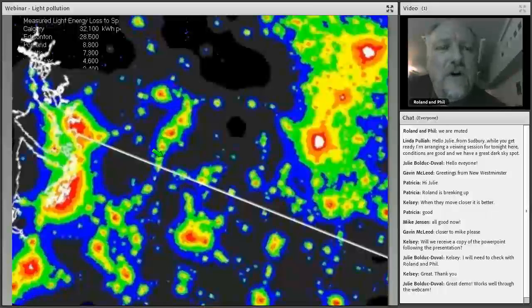So what we have are two areas here, this one in British Columbia and Washington, and this one in Alberta, where we have migratory pathways that are impaired by faint star visibility. And this has consequences for those birds that choose to navigate by the stars.